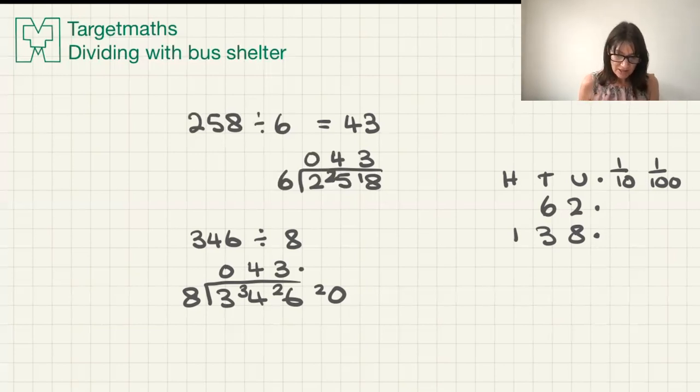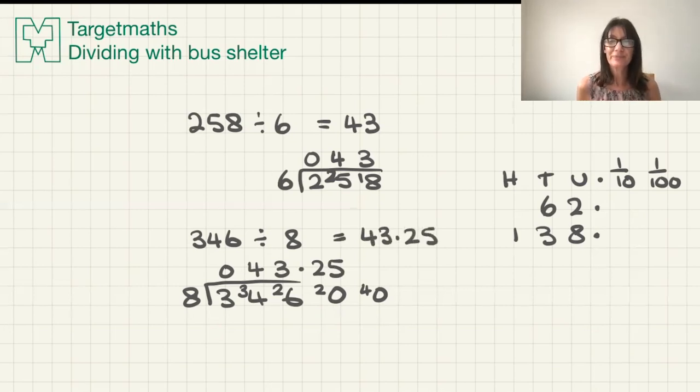So now I'm going to say, how many 8s can I get into 20? 8s into 20 go 2. 8 2s are 16, so I have 4 left over. And then finally, I can see this is going to end for me. 8s into 40 will go 5 exactly. So the answer to that one is 43.25.